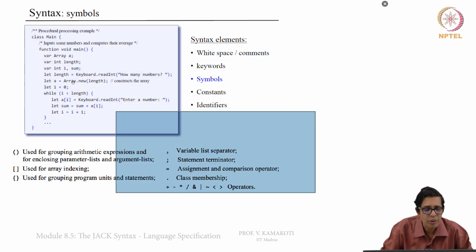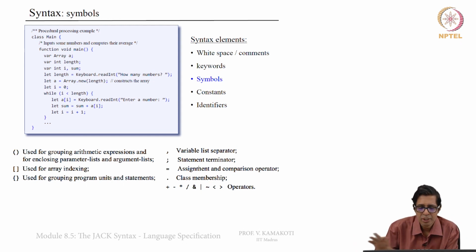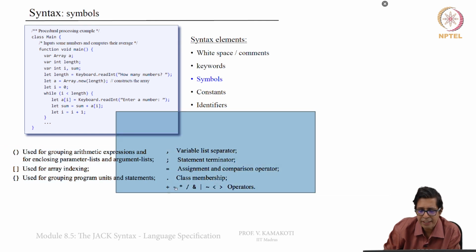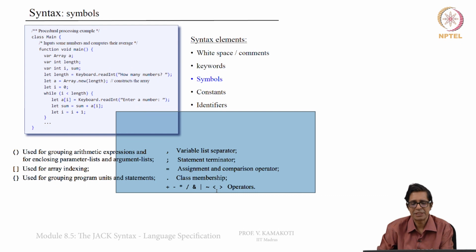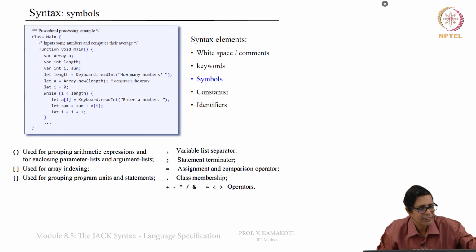And this dot is for class membership: Array dot new, Keyboard dot readInt, right. And then all the arithmetic operators, which are 9 in number: plus, minus, star, slash, ampersand, pipe, tilde, less than and greater than for comparison. So, totally if you count each symbol distinctly, there are 6 of this, I am moving the mouse here, 6 of this, 7, 8, 9, 10, totally 19 symbols, right, totally 19 symbols, 21 keywords, 19 symbols.